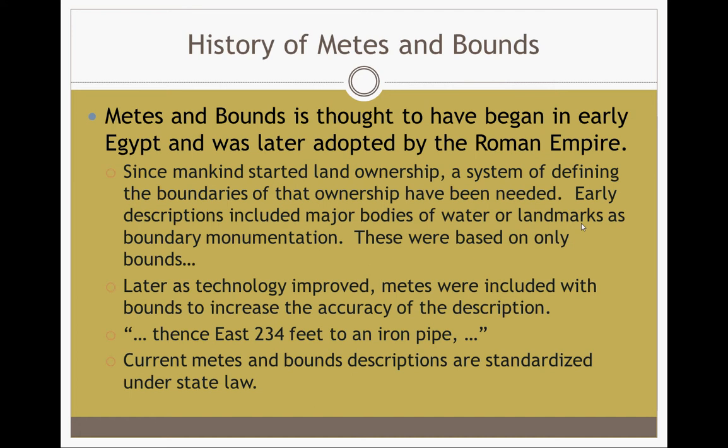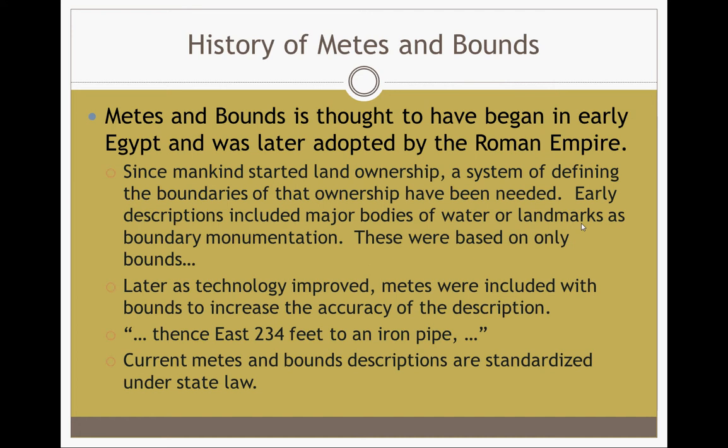Meets and bounds descriptions are thought to have begun in early Egypt and were later adopted by the Roman Empire. Since mankind started land ownership, a system of defining the boundaries of that ownership has been needed and required. Once land started to be owned and people started to stake out their territory, there was a need to be able to mark and define this. An early description included major bodies of water as landmarks or other kinds of boundary monumentation using bodies of water. For instance, you would go from one place that had a river or a branch to another place that had a river or a branch.